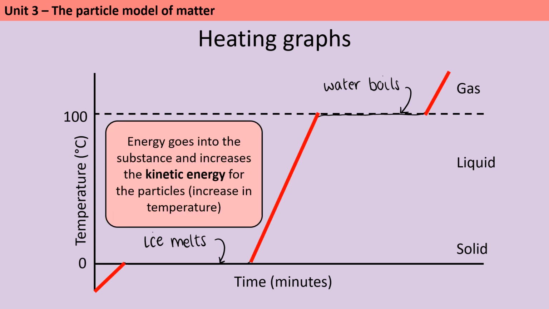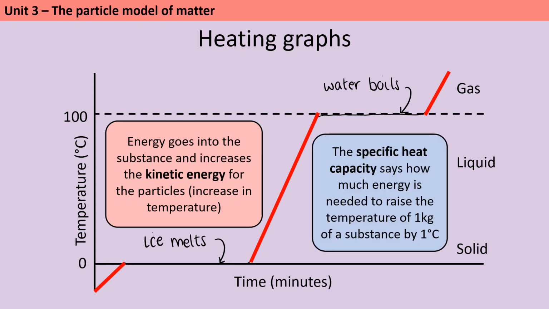So the red bits of the graph here represent places where the energy is going into the substance and it's making the particles move faster. So if it's a solid, if it's my ice, then they're vibrating faster on the spot, and then if it's a liquid, they're moving faster past each other. And so the temperature is increasing as that happens. So if I want to know exactly how much energy it's going to take to do this, then we need to know the specific heat capacity, which we met earlier in the energy topic. And that tells us how much energy is needed to raise the temperature of a substance by 1 degree C.